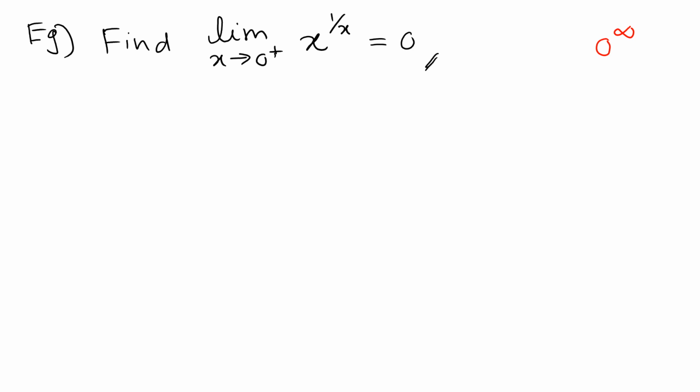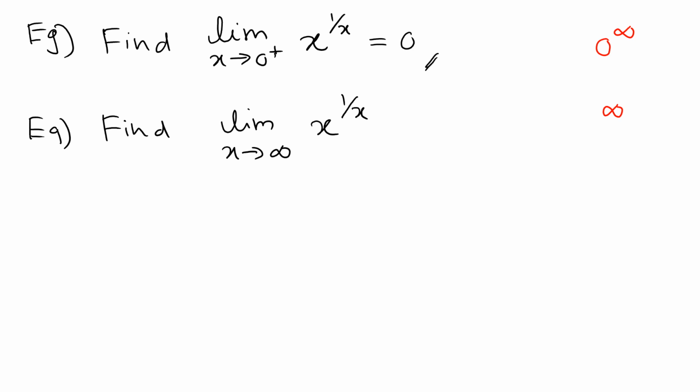But what happens if you have this problem? Let's say we have x goes to infinity of x to the 1 over x. Now you can see things are different. The base goes to infinity, but the exponent goes to 0. We don't know, because one grows large, one grows smaller. So in this case this is the indeterminate form.